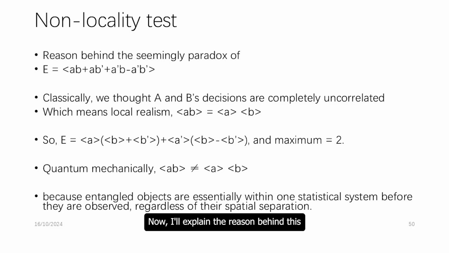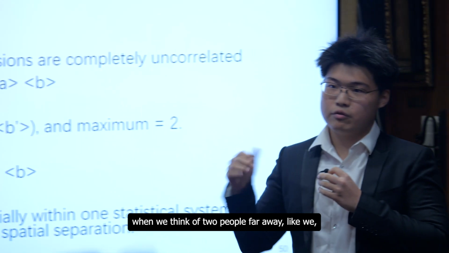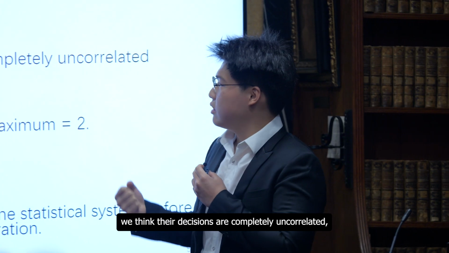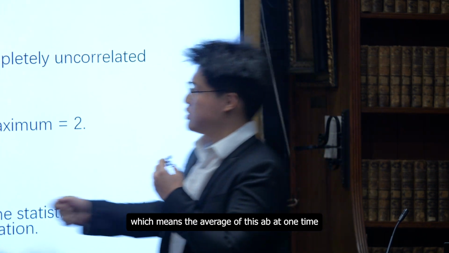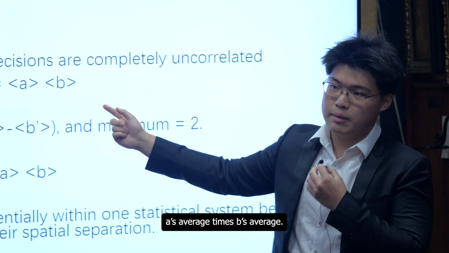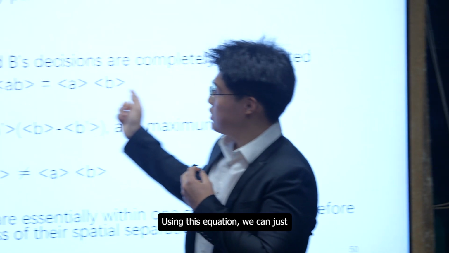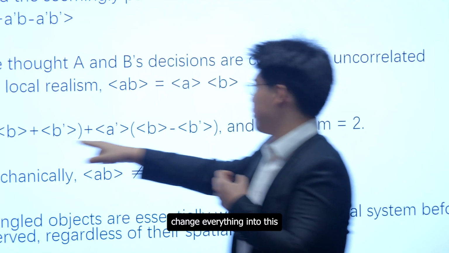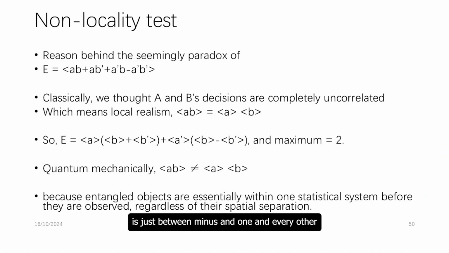Now I'll explain the reason behind this seeming paradox between classical mechanics and quantum mechanics. The core idea is that classically, when we think of two people far away, we think their decisions are completely uncorrelated, which means the average of AB should equal, as they completely have no idea what the other is doing, A's average times B's average. And using this equation, we can change everything into this. And then A's average is just between minus 1 and 1. And for B, you can just plug in numbers and you can see the maximum should only be 2. But quantum mechanically, this isn't true.